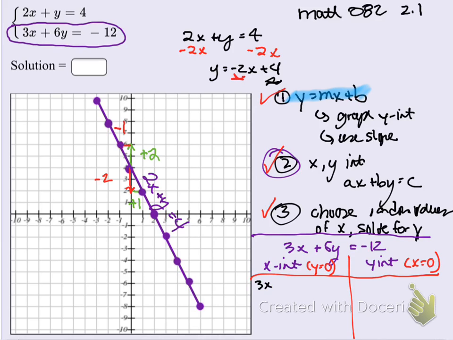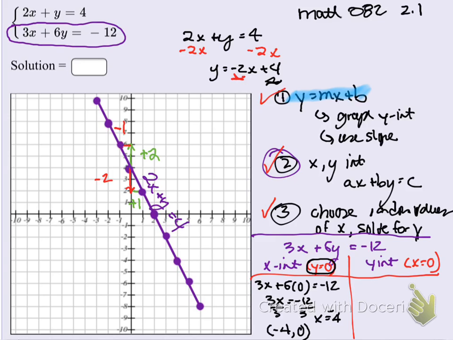Okay, so I'm going to have 3x plus 6 times 0 equals negative 12, right? Because that's the whole point, is that we set y equal to 0. So then we have 3x equals negative 12, divide by 3. We find out that x is equal to negative 4. Okay, so this is generating the point negative 4, comma 0. That is our x-intercept.